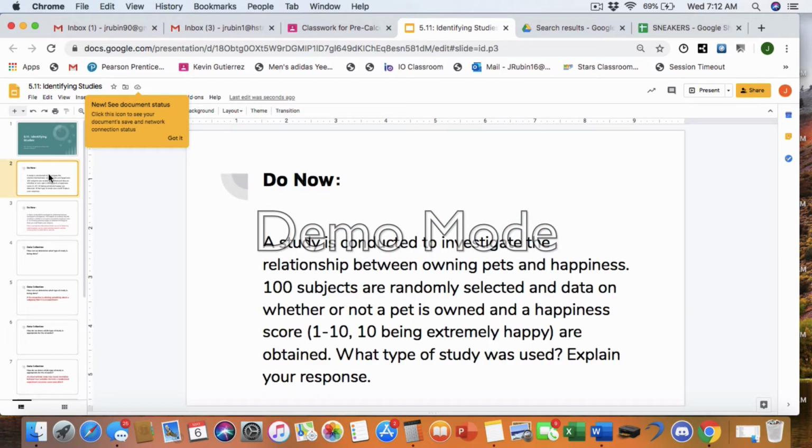So today's do now. A study is conducted to investigate the relationship between owning pets and happiness. 100 subjects are randomly selected, and data on whether or not a pet is owned and a happiness score are provided. What type of study was used? Explain your response. So go on into the Google form, answer your question, and then we'll come back to slide number 3.